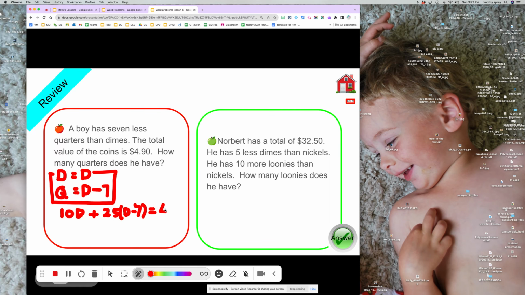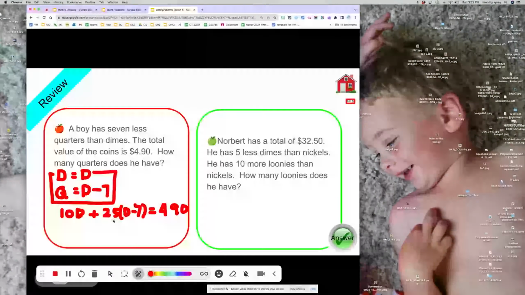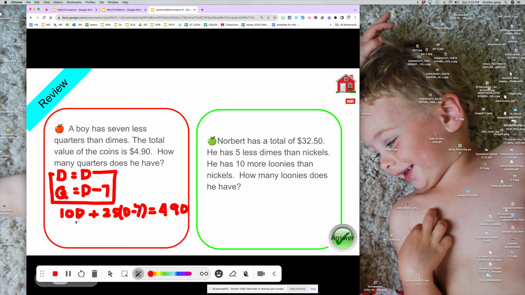Notice that this is $4.90. So what I'm going to do is call this 490 cents. So I can call this 25 rather than 0.25 and this 10 rather than 0.1. If I have the decimal point there, I need to put a decimal point here and here, and I don't want to do that. So at this stage, I think most of you are very good at solving this.